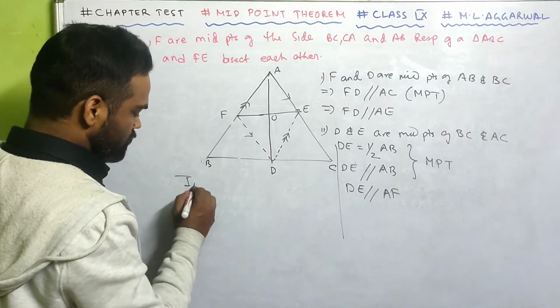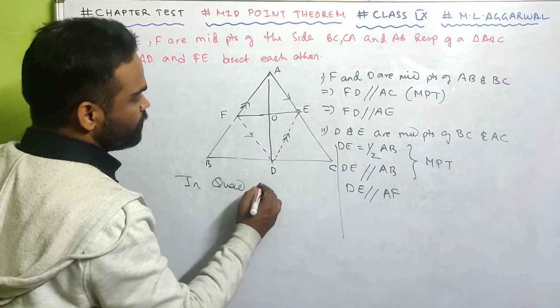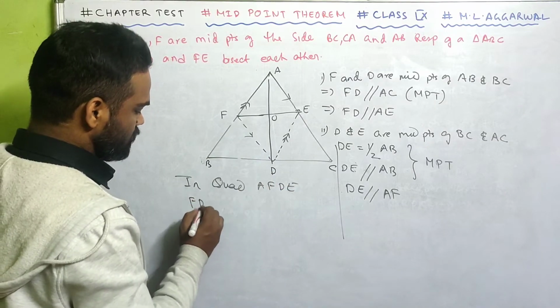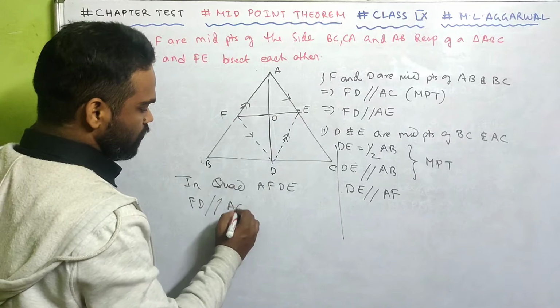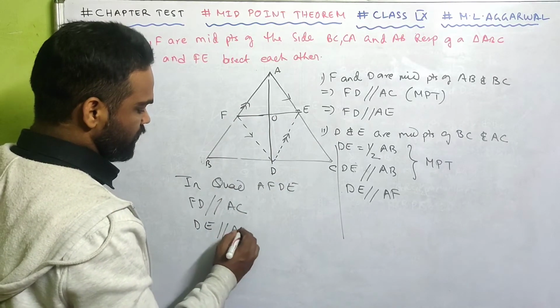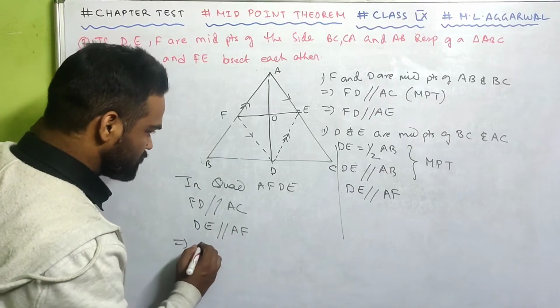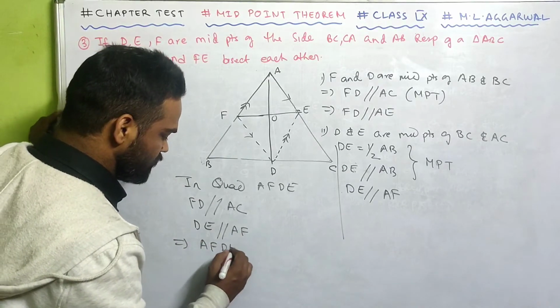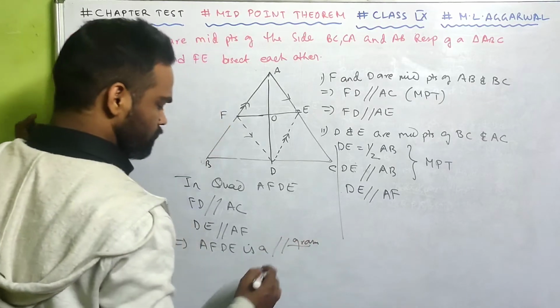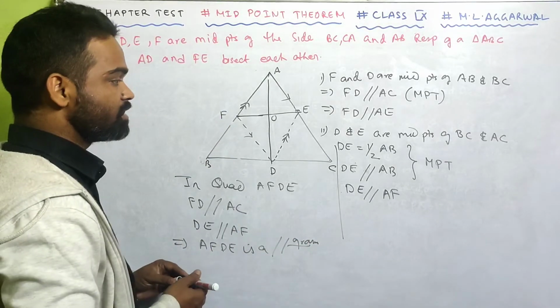Now in quadrilateral AFDE, FD is parallel to AE, already proved, and DE is parallel to AF, which simply means AFDE is a parallelogram. Yes or no? So we proved that it is a parallelogram.